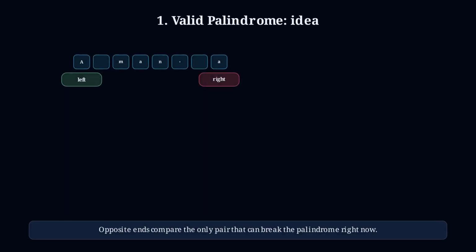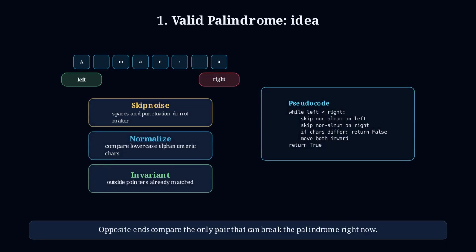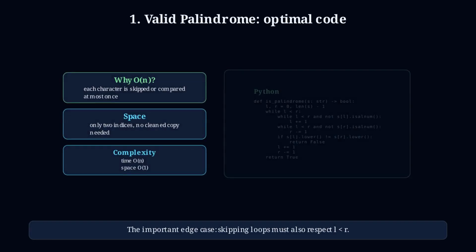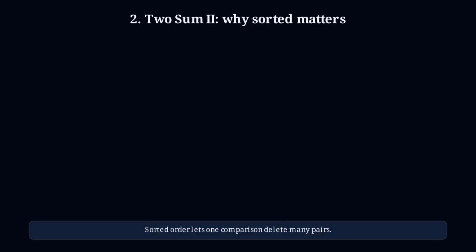The first task is Valid Palindrome. This is the simplest opposite ends problem. The left pointer and right pointer compare the only two characters that can break the palindrome right now. Spaces, punctuation, and casing are just noise, so we skip them. The code is short, but the edge cases matter. The inner loops must stop when the pointers cross, because a string may contain only punctuation. After normalization, one mismatch means false.